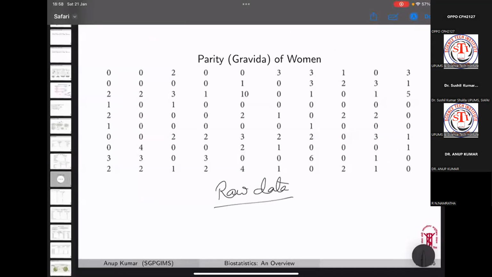Now you want to describe this data. First of all, you have to understand this variable. Is this variable a categorical variable or a metric variable? You will say that this is a metric variable because the unit is parity. What is the parity? 0 parity or 0 gravida, 3 gravida, 1 gravida. So the unit is there. It is not categorical data. It is metric data.